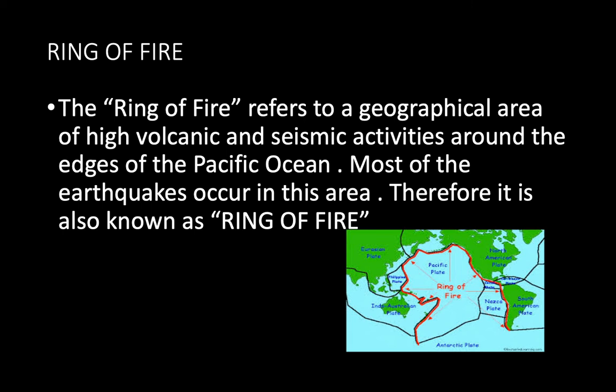Ring of fire. The ring of fire refers to a geographical area of high volcanic and seismic activity around the edges of the Pacific Ocean. Most of the earthquakes occur in this area, therefore it is also known as the ring of fire. You can see in this map, red color shows the ring of fire. Pacific plate is surrounded by volcanoes. Most of the earthquakes occur in this area because it is surrounded by cracks.